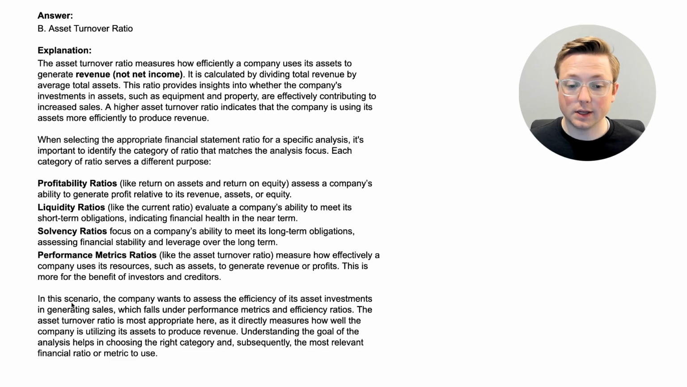So in this scenario, the company wants to assess the efficiency of its asset investments in generating sales, specifically sales, which falls under performance metrics and efficiency ratios. You're going to kind of have to memorize what some of these are, but I wanted to give you a general idea of what typically falls into these categories. The asset turnover ratio is most appropriate here, as it directly measures how well the company is utilizing its assets to produce revenue. Understanding the goal of the analysis helps in choosing the right category and, subsequently, the most relevant financial ratio or metric to use.